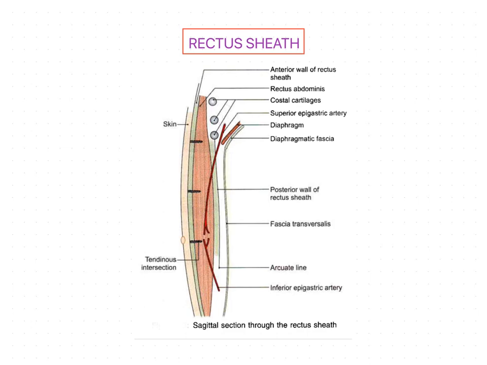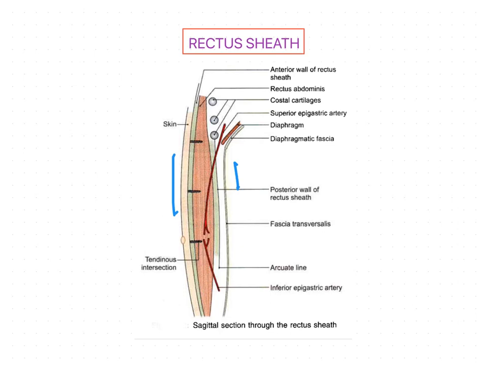Dear students, welcome back. Now we are going to discuss the rectus sheath. There are two rectus sheaths, one on each side of the linea alba. This is an aponeurotic sheath covering the rectus abdominis, and it has an anterior wall and a posterior wall.